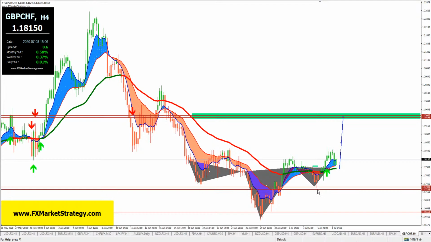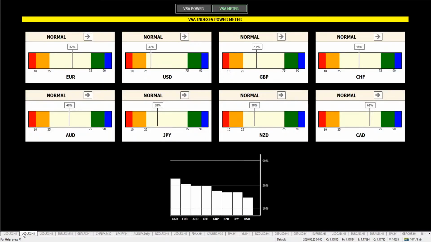I really do want to buy the pound. That's a structure that usually, when it does happen, it works out. Something to keep an eye on. Let's see what the VSA system is saying right here.